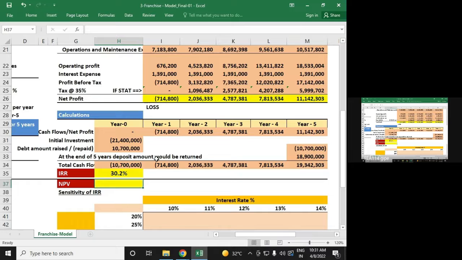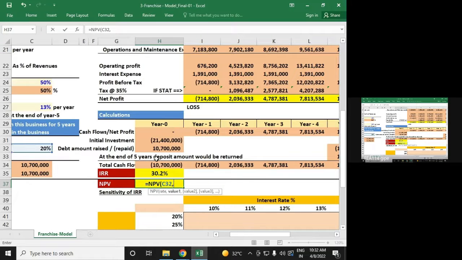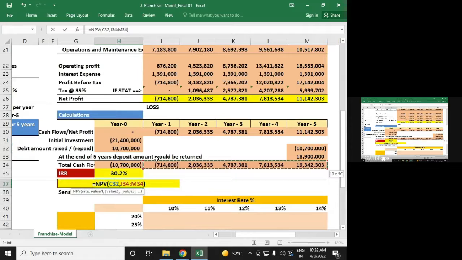Then let us also find NPV. NPV is to be found at a rate of 20%, and then it asks for value 1. So you start from value 1 to last, and then add back the 0th year number. Last time we had discussed. Okay, in Excel, value 1 means the cash flow at the end of the first year. So select from first to last, and then add back the year 0 cash flow.